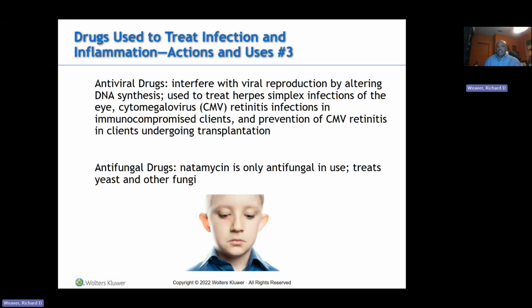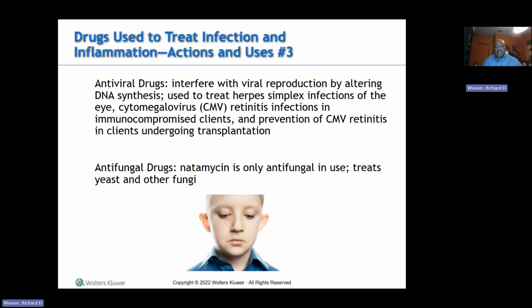Also for the prevention of CMV retinitis in patients who are undergoing transplantation, right? Because when these patients are placed on these immunosuppressant drugs that will prevent rejection of organs and such, they're more susceptible to developing this cytomegalovirus. And so this medication, the antivirals, hopefully help to prevent that from occurring.